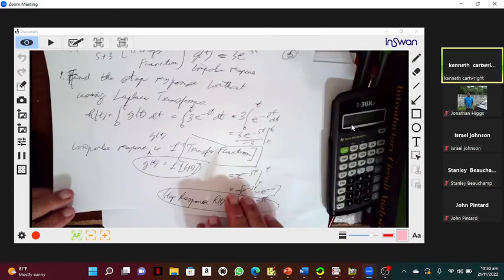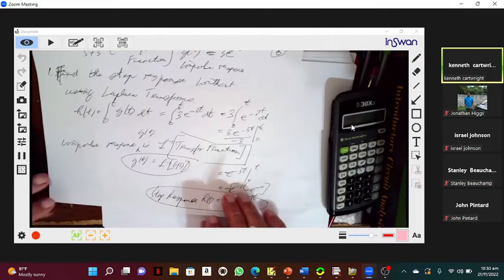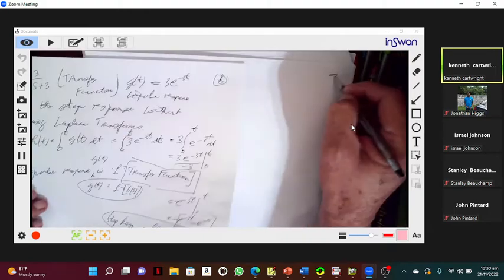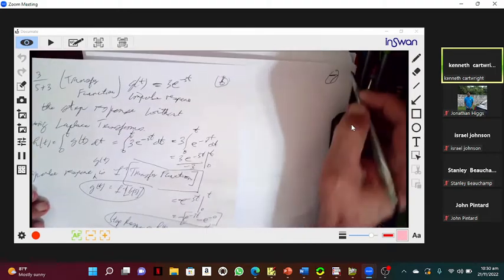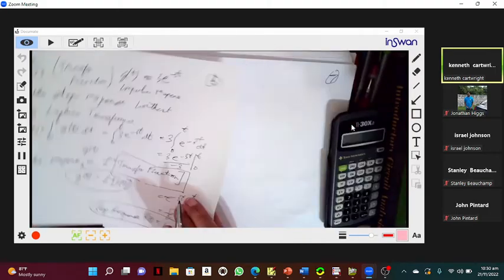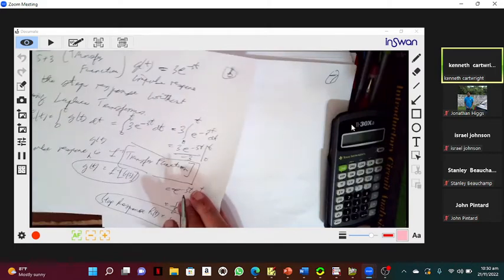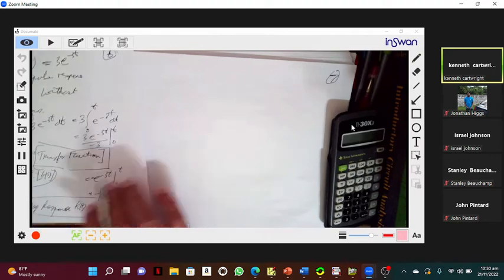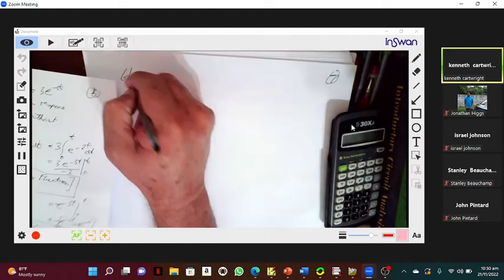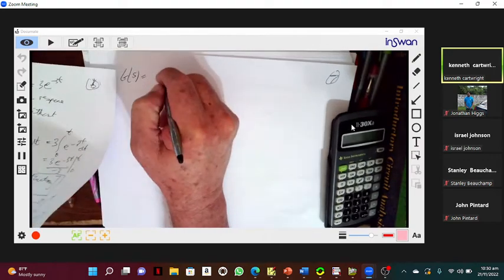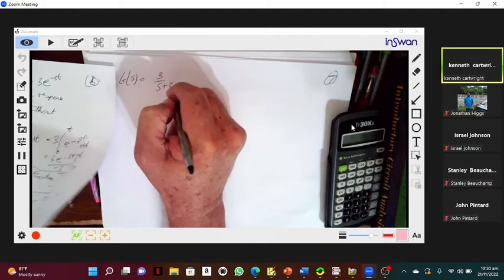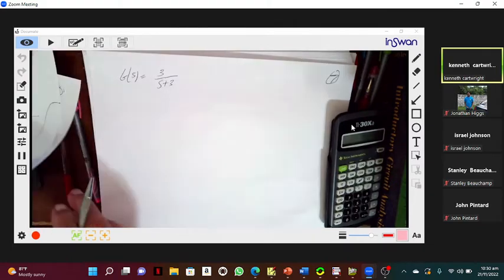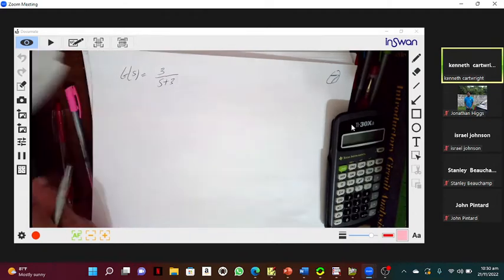Okay, now let's redo the same problem, but let's use Laplace transforms this time. So what's the step response? What do we mean by step response?